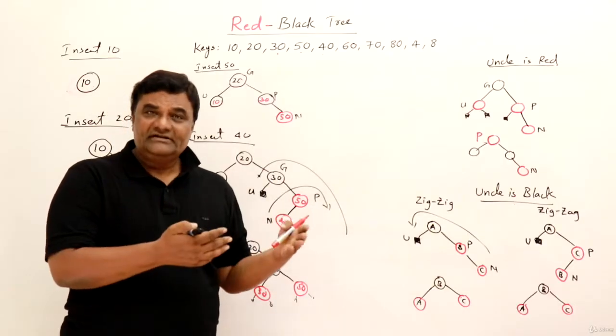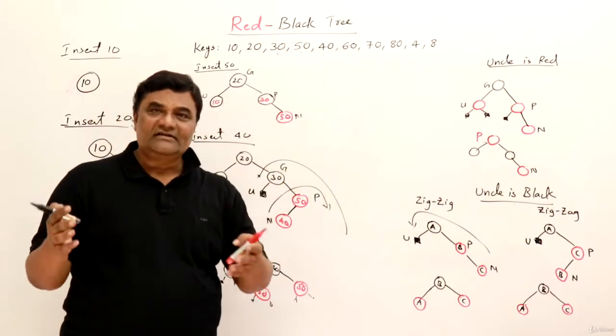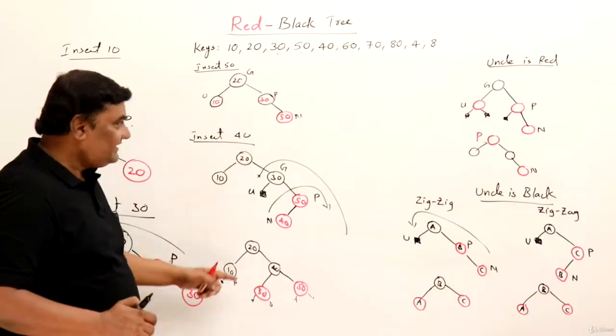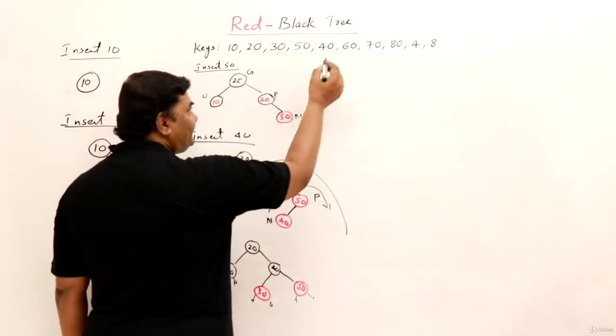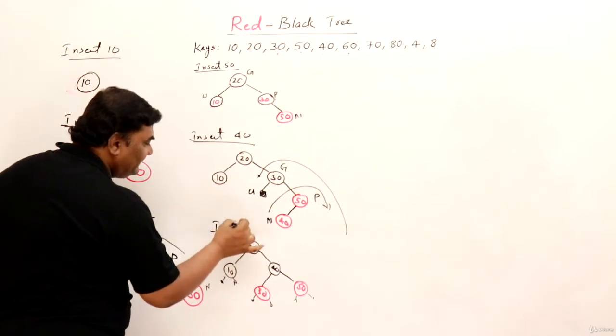If there is color conflict, either recolor or perform rotation. That's what. So you will get a red black tree. So I will insert the remaining keys. For that I will remove this one. Next key is 60. So insert 60. So this is the final tree that I have.